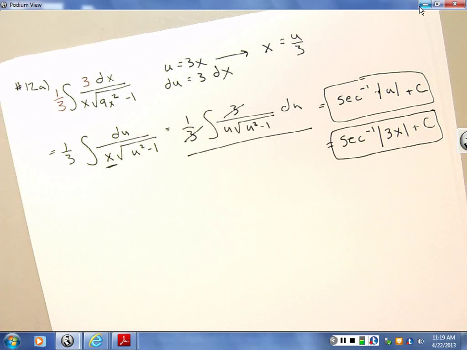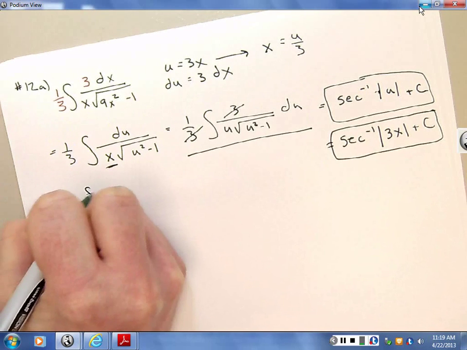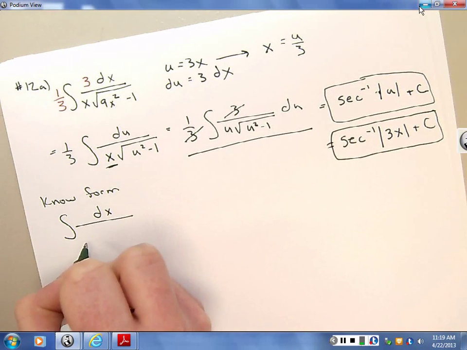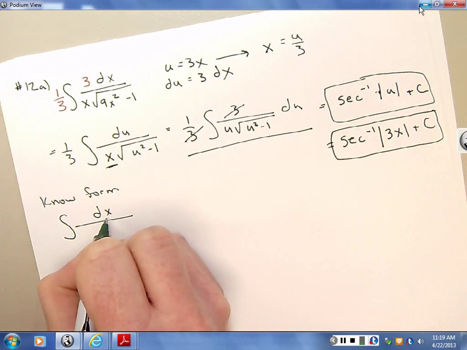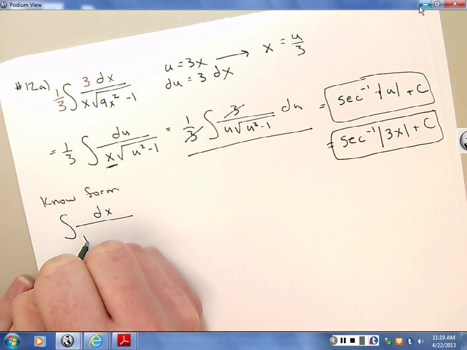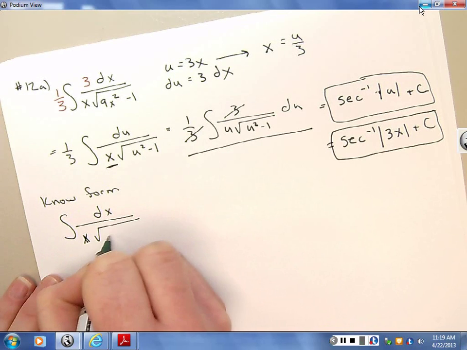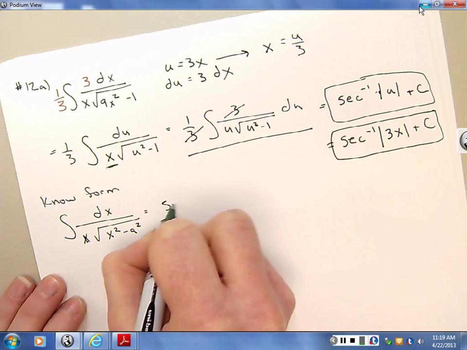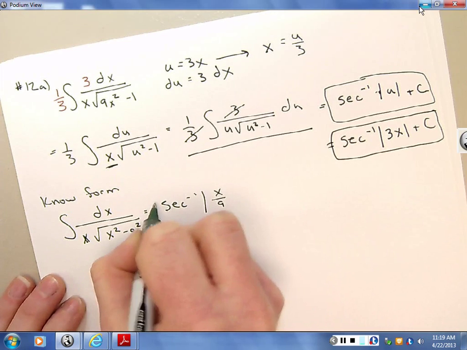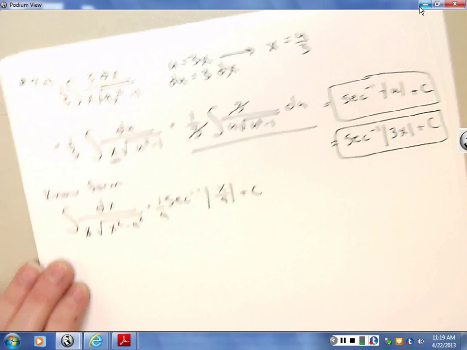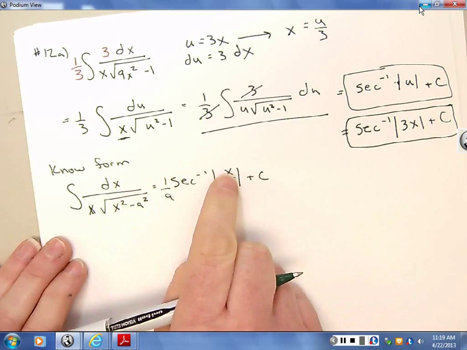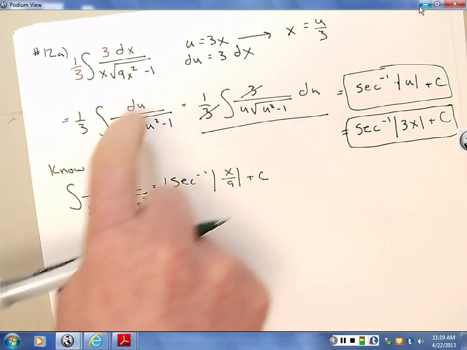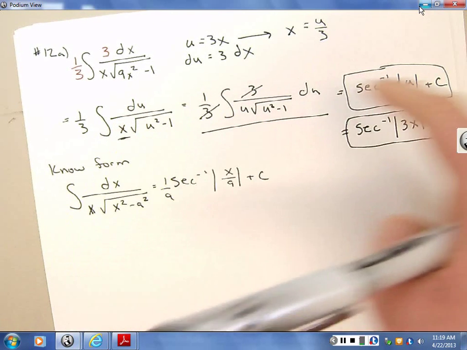So you could know the form of the integral of dx over x squared minus a squared to be secant inverse of the absolute value of x over a, times 1 over a, plus c. So here a is 1, and x being the u, 3x would be playing that role. But do you see how doing u substitution, the 1/3 cancels the 3 and we get it?